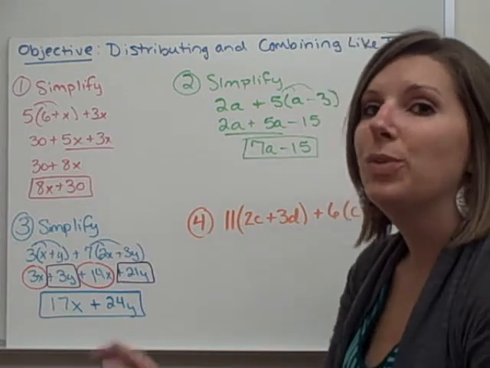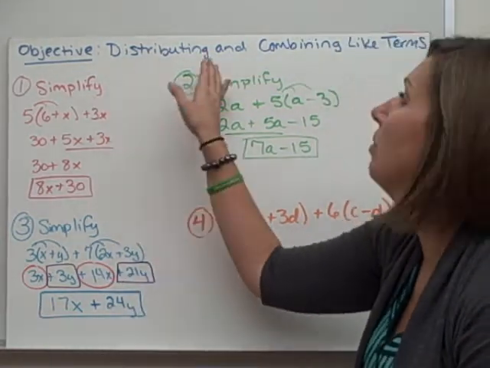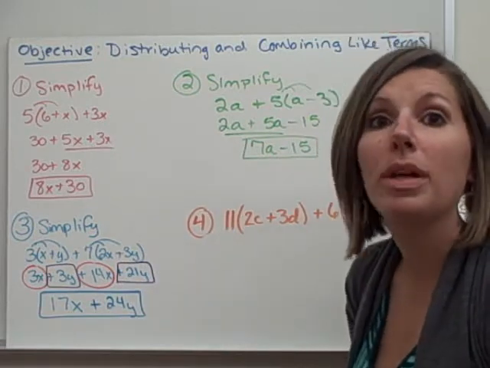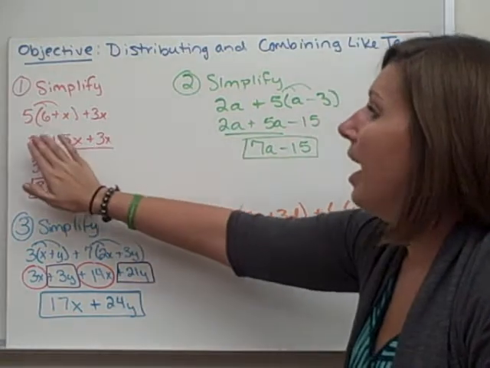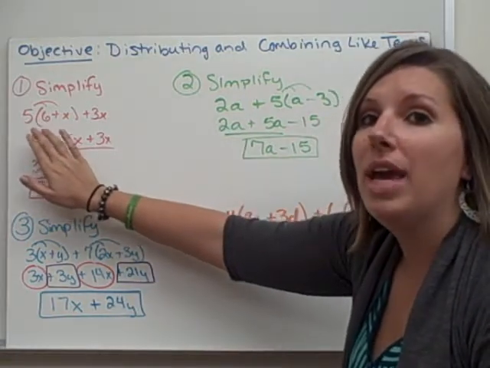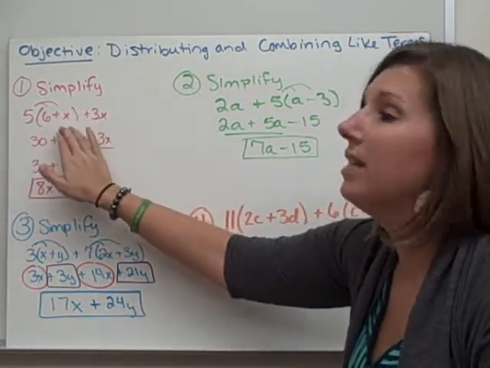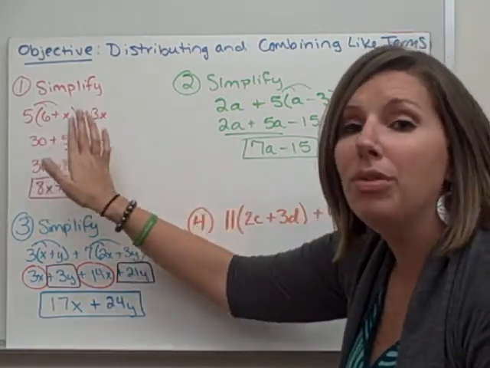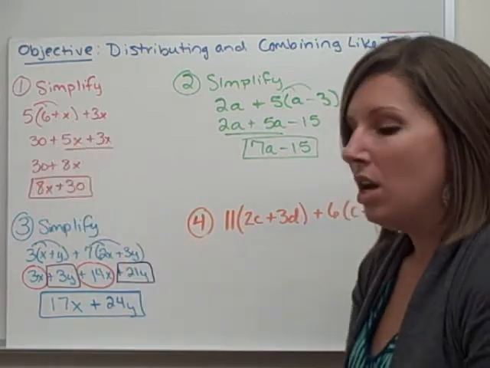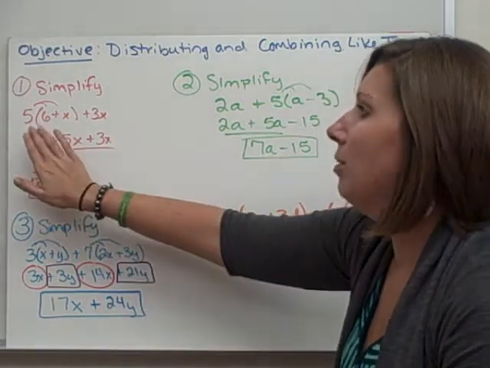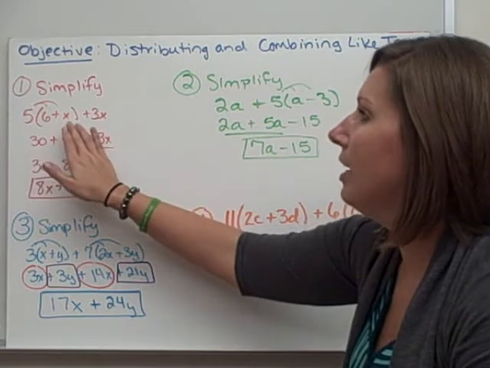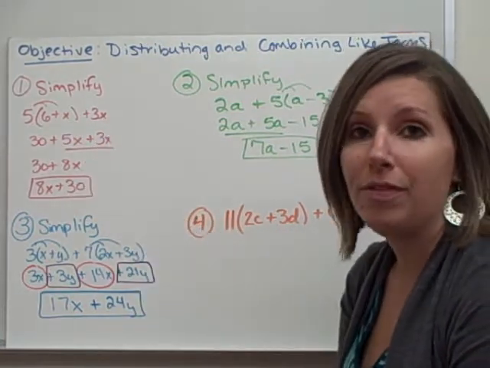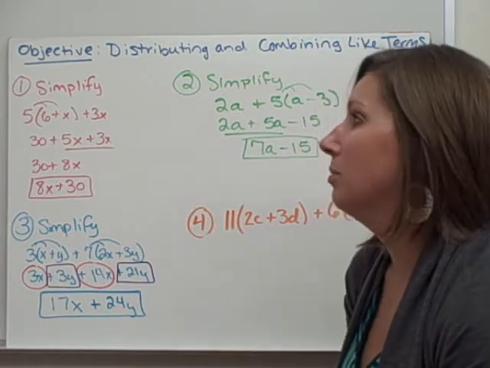Hey guys, today we're going to be talking about distributing and combining like terms. So let's get back to what distributing was all about. We had a number outside the parentheses, and then we had a sum or difference on the inside of the parentheses. And what we're doing is we're multiplying what's outside to both terms that are on the inside. So when I've got this problem, 5 times the quantity of 6 plus x, and then plus 3x on the outside of the parentheses, I'm going to have to distribute first, then combine like terms.